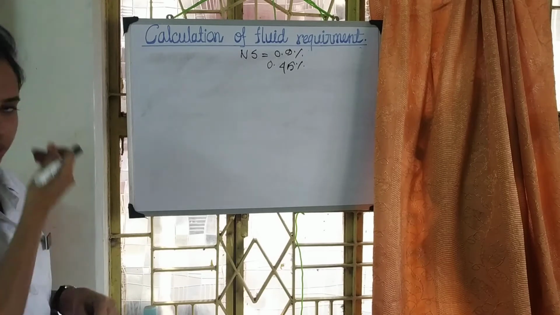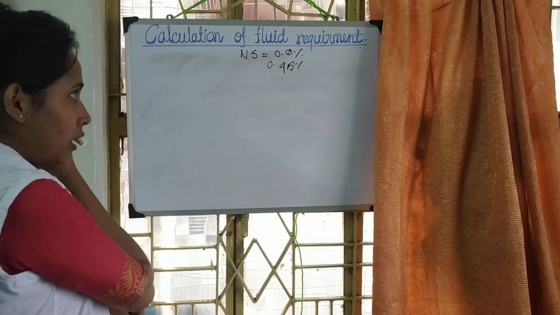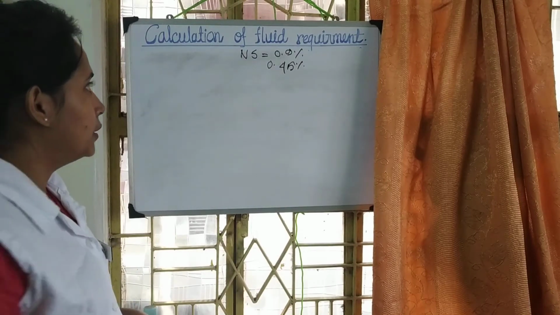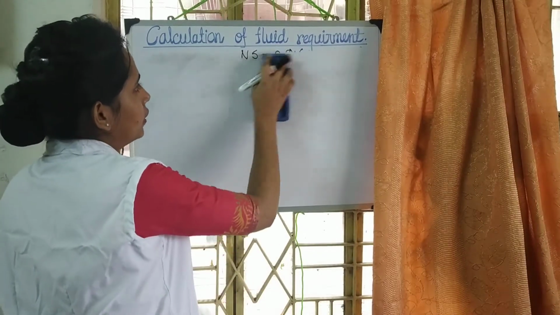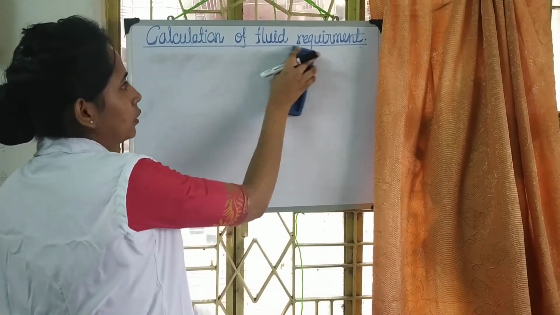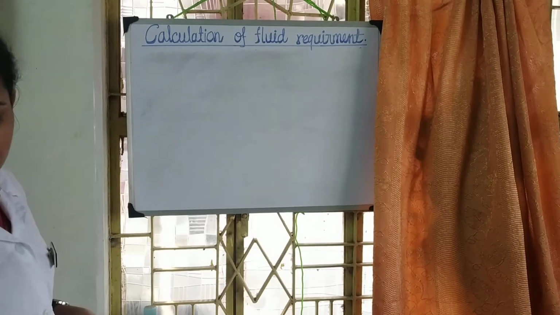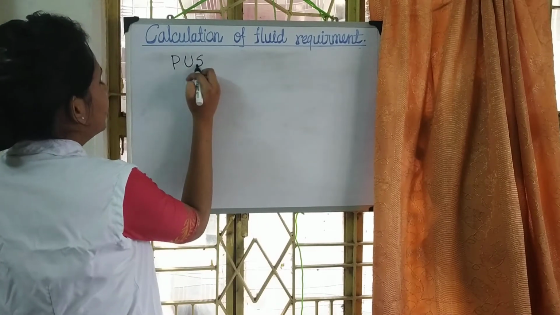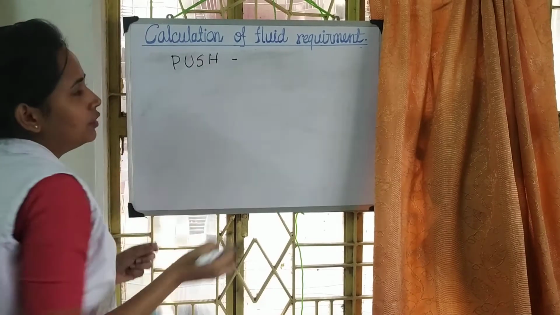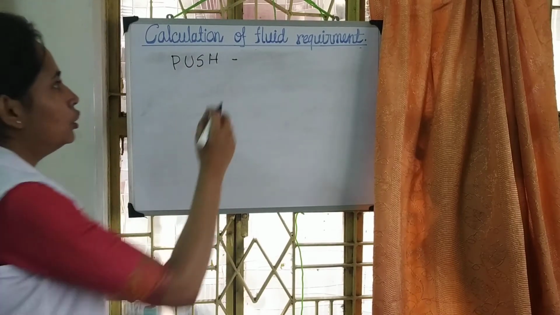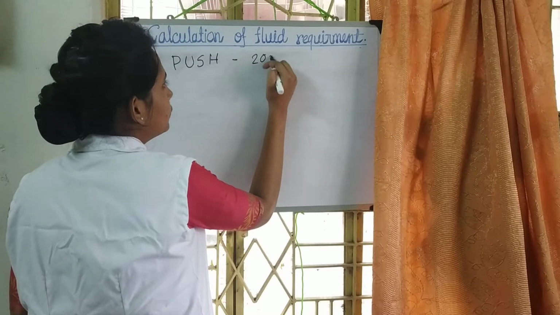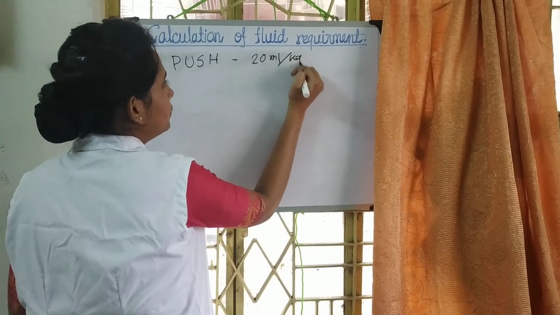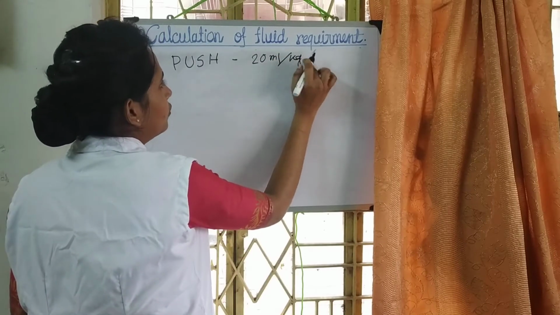First of all, I am talking about the shock patient. For the shock patient, we give him or her an IV bolus, that is a push. So what is a push? Push is 20 ml per kg IV bolus given.